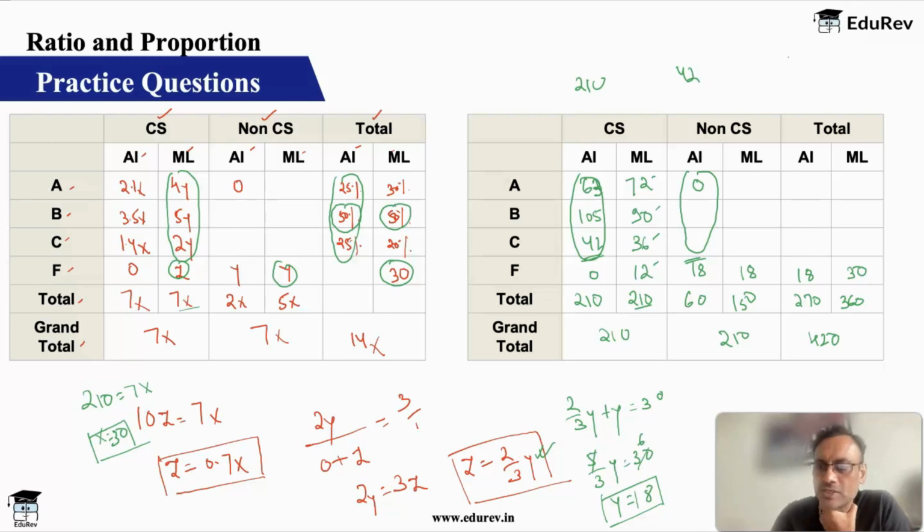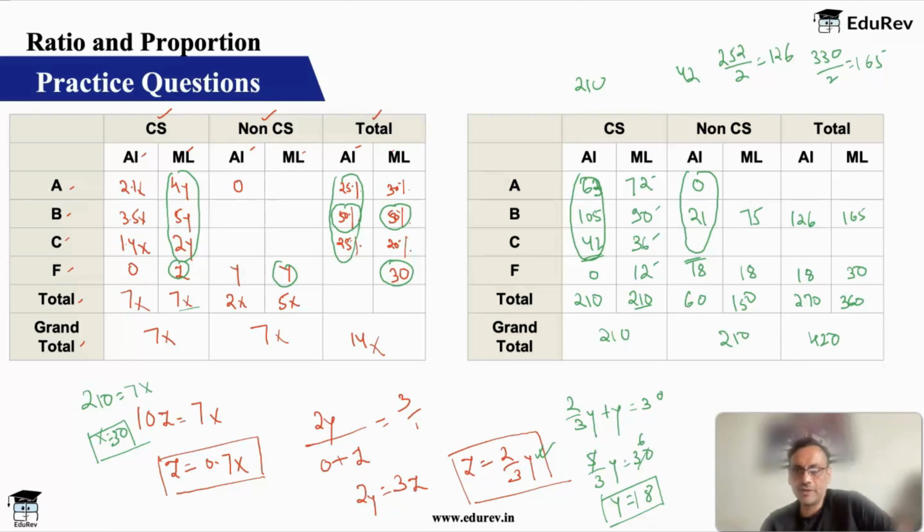So here 270 minus 18 is 252. Half of 252, that is going to be 126, has to be here. And similarly 360 minus 30, 330. Half of 330, that is 165, has to be here. Right? That will give you 105. So AI has to be 21, and 90. So this has to be 75. Okay, so this can be easily filled.